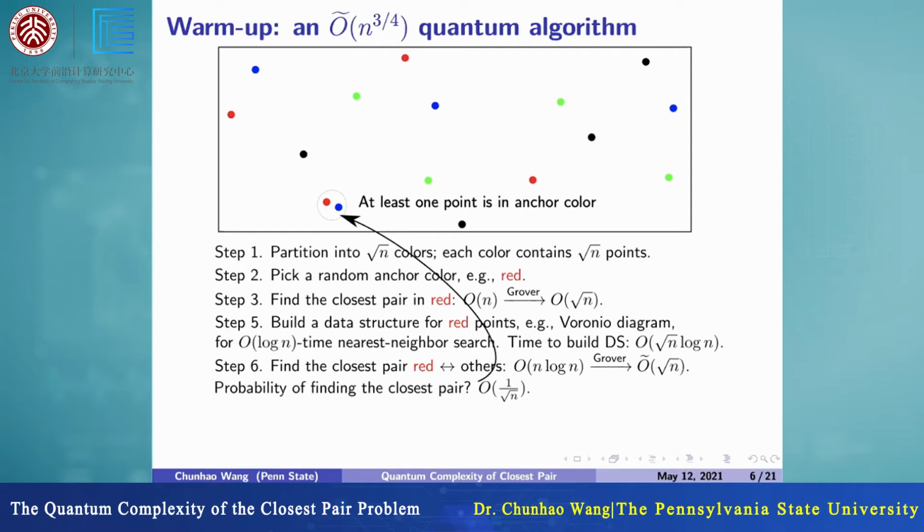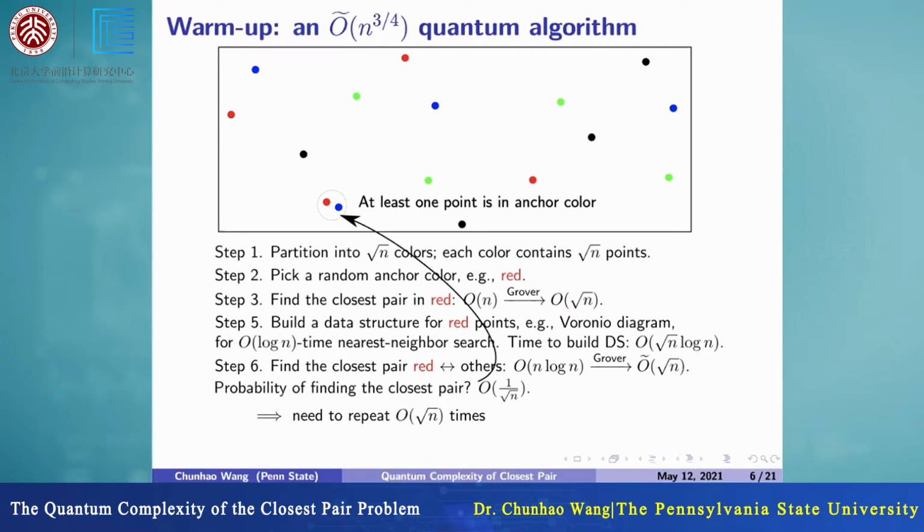Okay. So that means if this is not the case, then we can just repeat this. We can just choose another random color uniformly at random, and we repeat. So because of this probability, we need to repeat roughly square root n times to succeed.